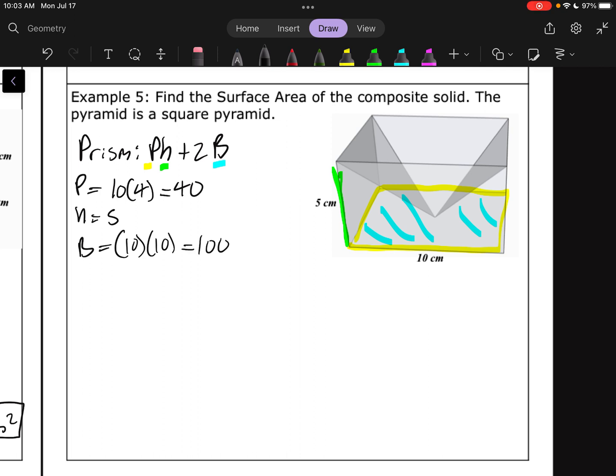Now, the only issue is that we don't have a top of this thing, right? So we don't need 2B because we don't have 2 bases. We only have the bottom base. So let's go ahead and plug that stuff in. We're going to do 40 times 5 plus 100. 40 times 5 plus 100 is 300.